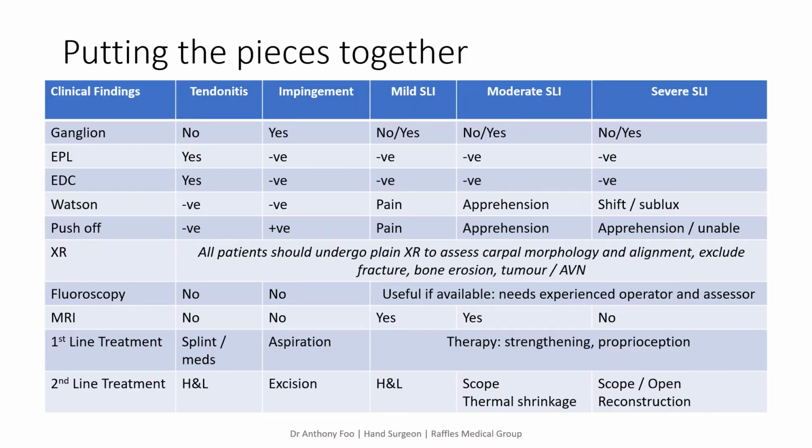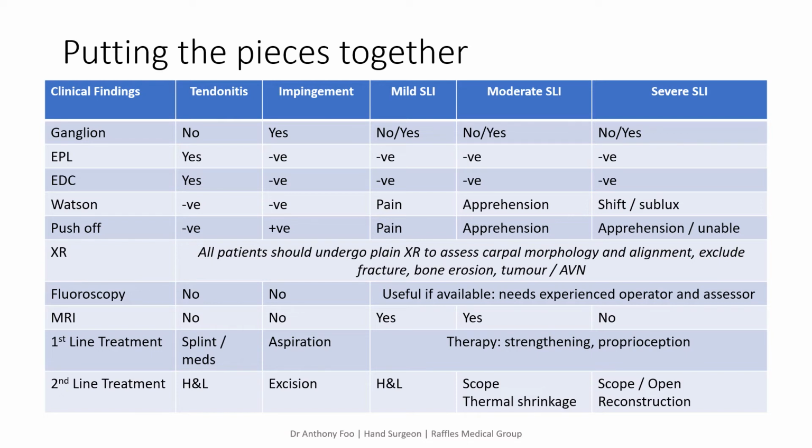Now that you have examined the patient, done the X-rays, done the MRIs, it will be useful to put all this together. So the main differentials for dorsal central wrist pain are tendonitis, impingement pain caused by ganglions, and various degrees of scapholunate instability. So we'll start with the leftmost.